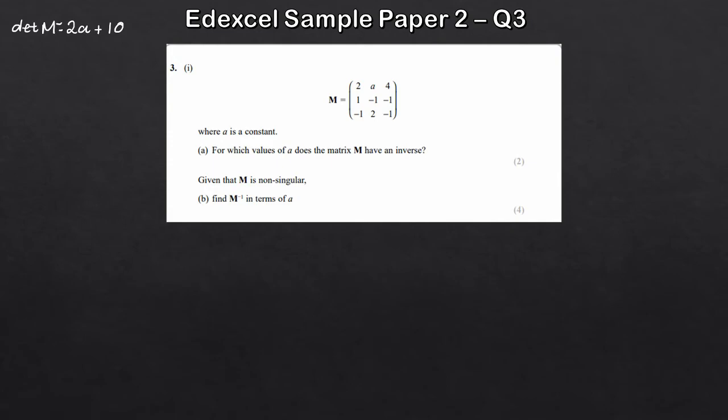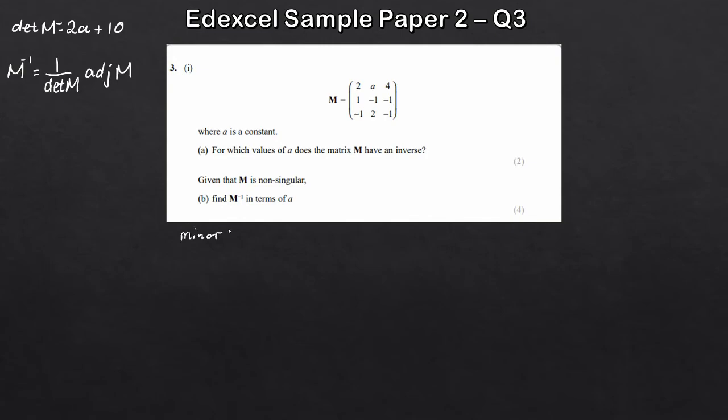Now, the formula for the inverse of a 3 by 3 matrix is, so in this case M inverse is 1 over the determinant of M times by the adjoint of M. Okay, so how do we do that? Well, we've already got 1 over the determinant. That would just be 1 over 2a plus 10. But we need to work out the adjoint. So first thing we need to do is work out the minors and cofactors. So how do we do that?